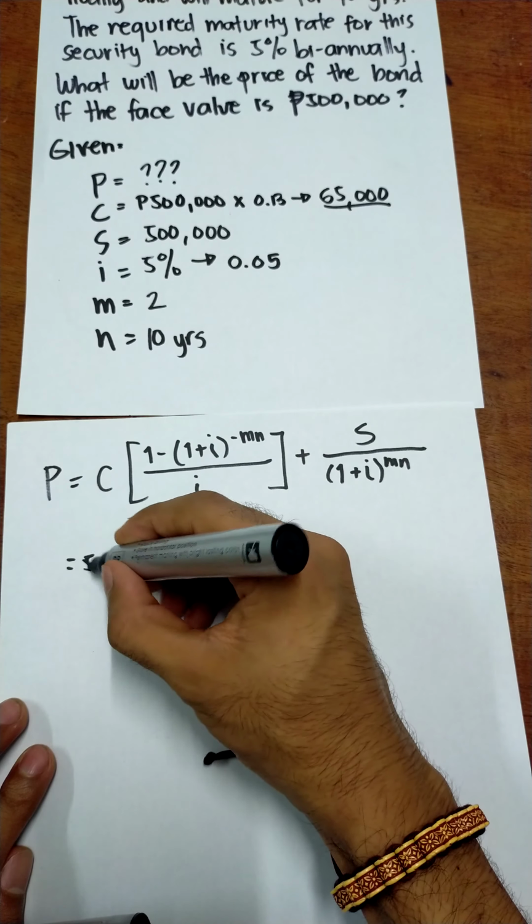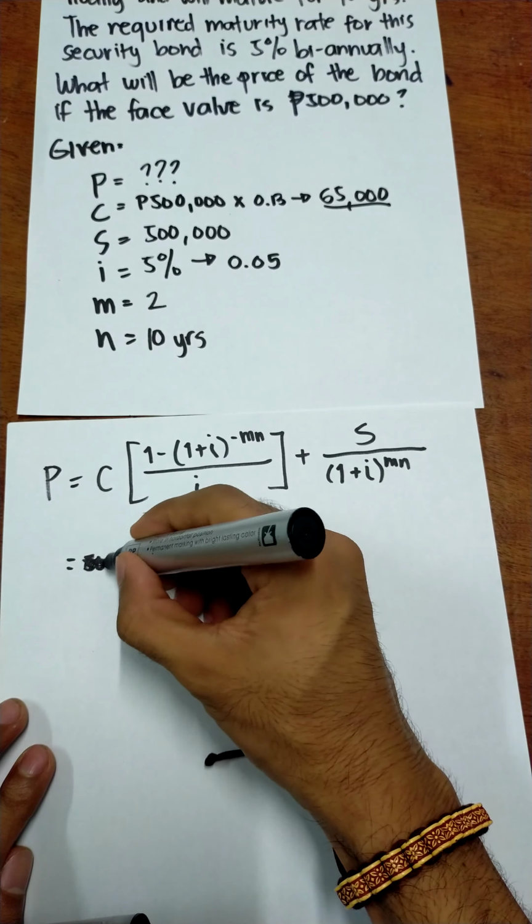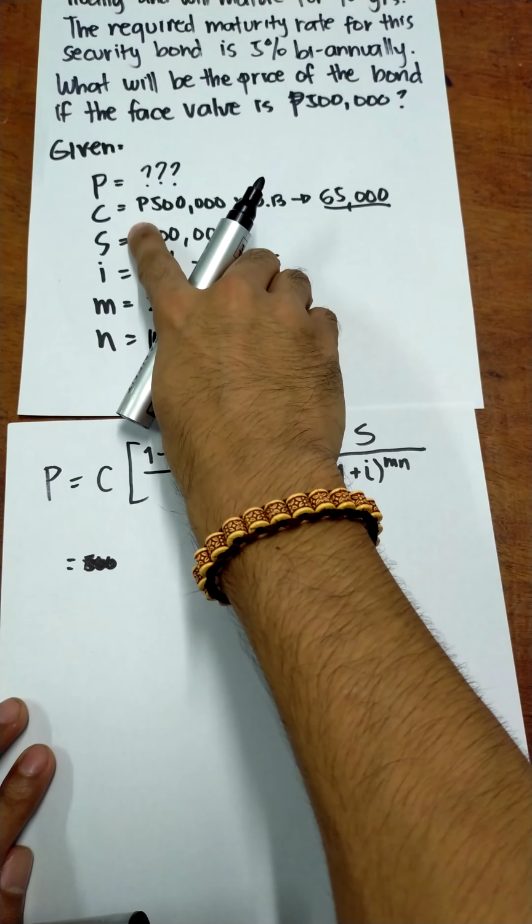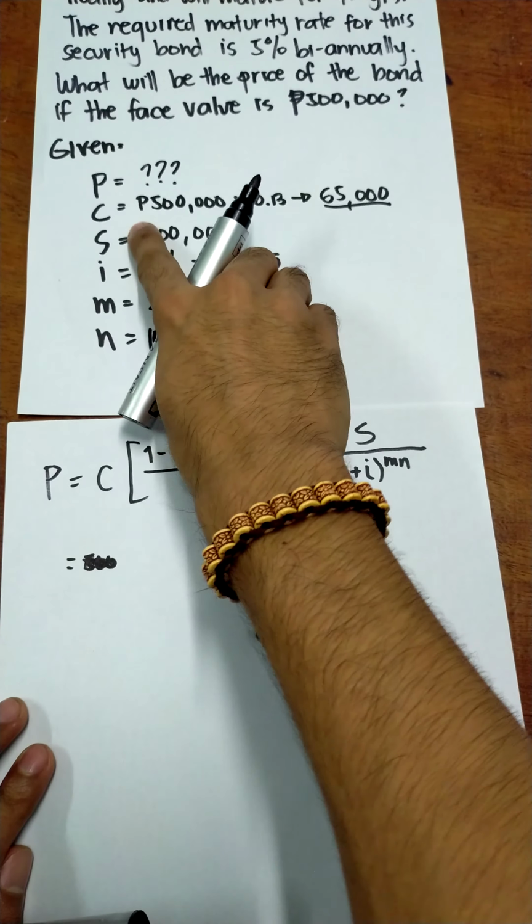No, actually, not 500,000. Why? Because our C is transformed in this part. So, 65,000 is the value of our C. Okay, and we have 1 minus 1 plus, which is our letter I, 0.05. And then, to the negative, our M is 2, and our N is 10.